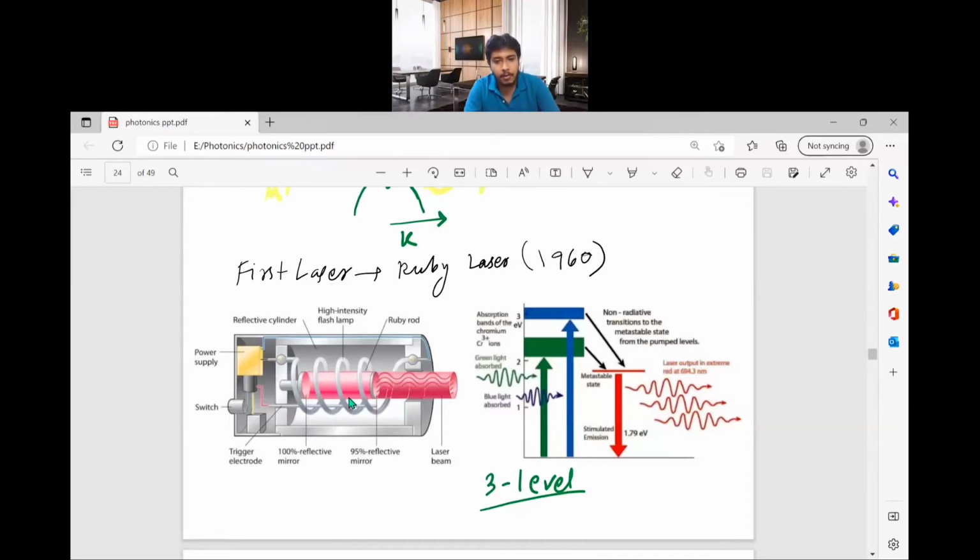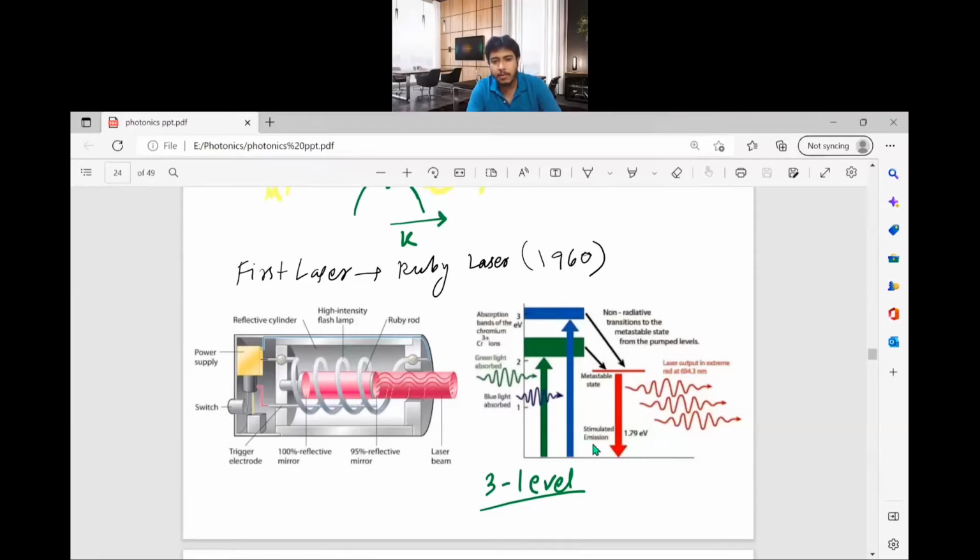If you have the pumping, electrons will be energized to the higher energy levels. If they decay from the higher level to the lower level, they will generate laser light. There are some mirrors also: a 100% reflecting mirror and a 90% reflecting mirror. The photons will be generated and reflected back, and they will create positive feedback and gain in the medium. So you'll get reflected light here.